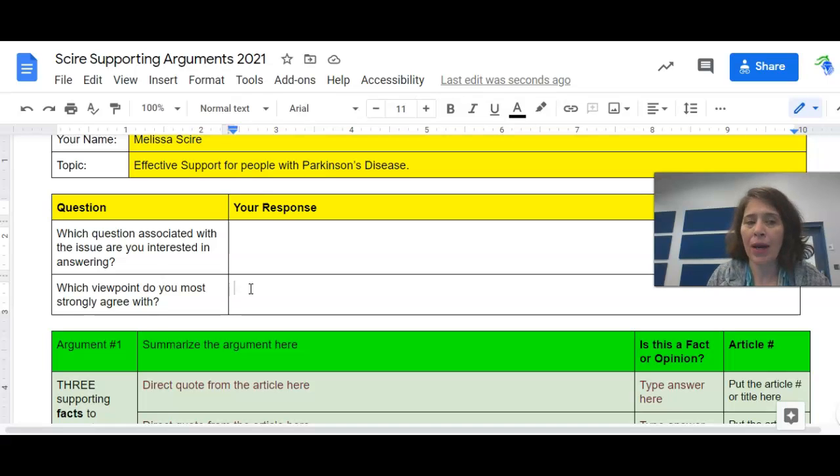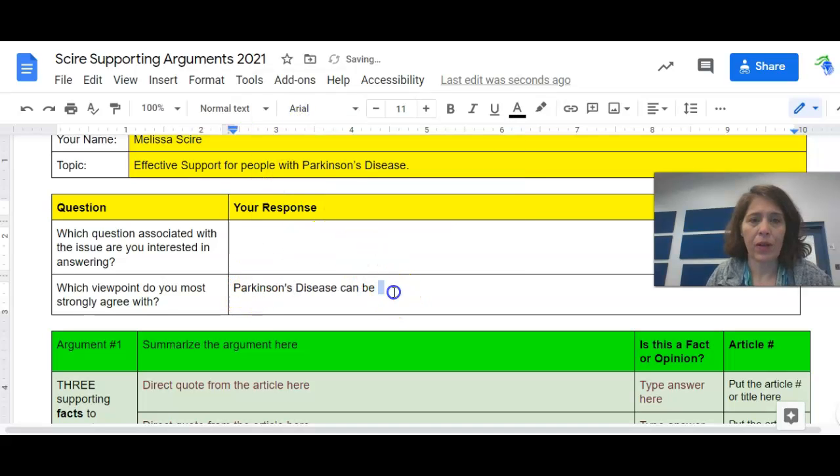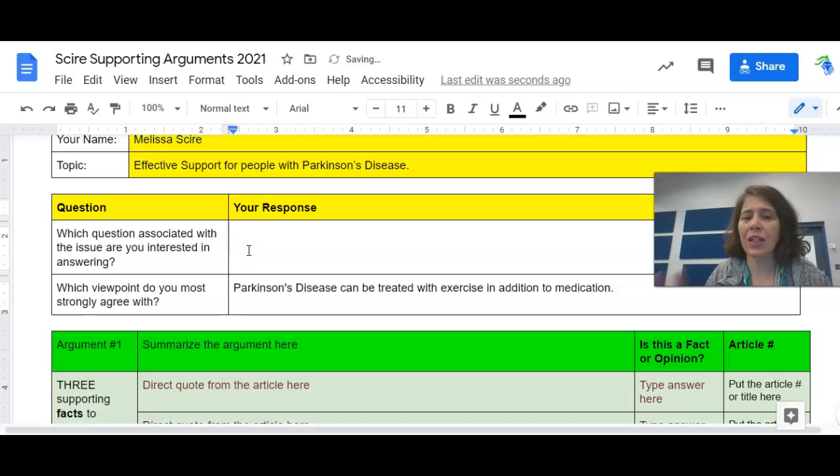But I'm going to make mine up since mine wasn't on the sheet, and I'm just going to say Parkinson's disease can be treated with exercise in addition to medication. Boy, spelling isn't my thing today. All right, so let's pretend that that's what mine is.